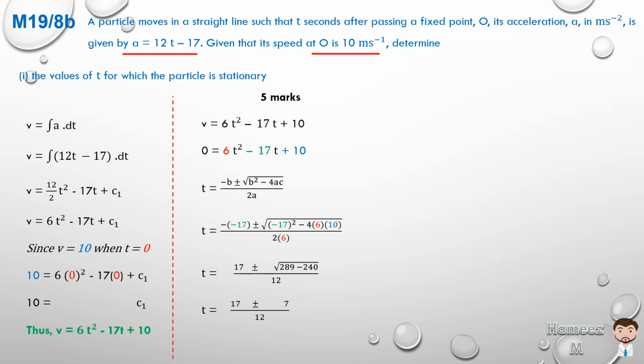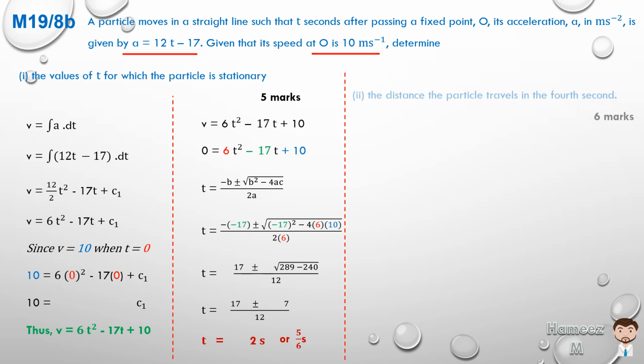So either t is equal to 17 plus 7, which is 24 over 12, which is 2 seconds, or t is equal to 17 minus 7, which is 10 over 12, which is 5/6 seconds. So those are the two values at which the particle is stationary, when the time is 2 seconds and when the time is 5/6 of a second.